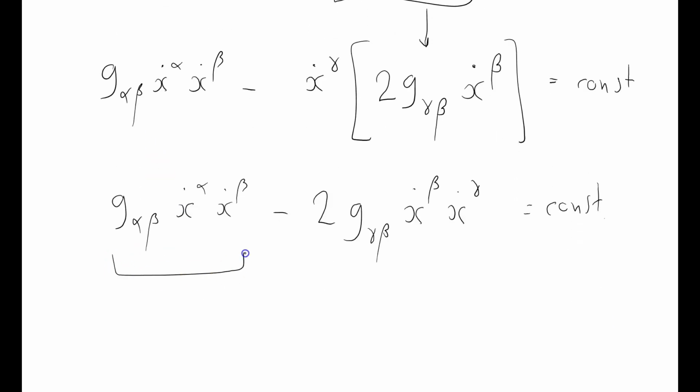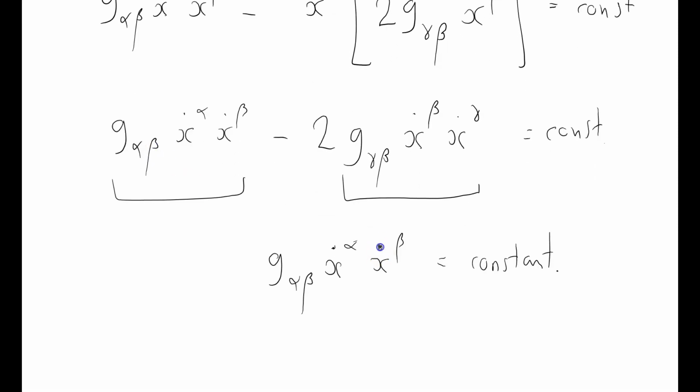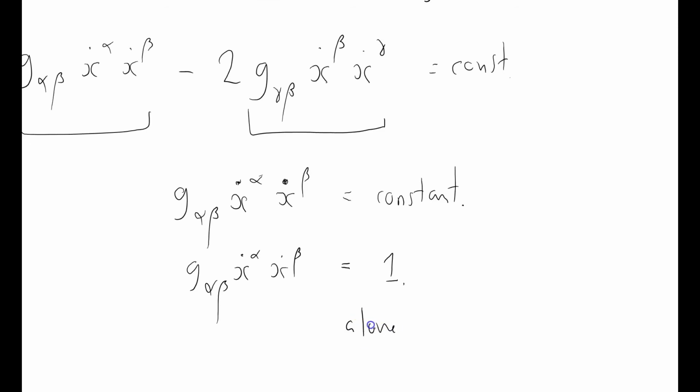And of course these are proportional. That thing and this thing here are the same thing. So I may as well say that g alpha beta x dot alpha x dot beta equals a constant. And of course that's just the metric tensor, that's just the arc length. I may as well set it equal to 1. g alpha beta x dot alpha x dot beta equals 1 along a non-null geodesic. Quite a fantastic result that.